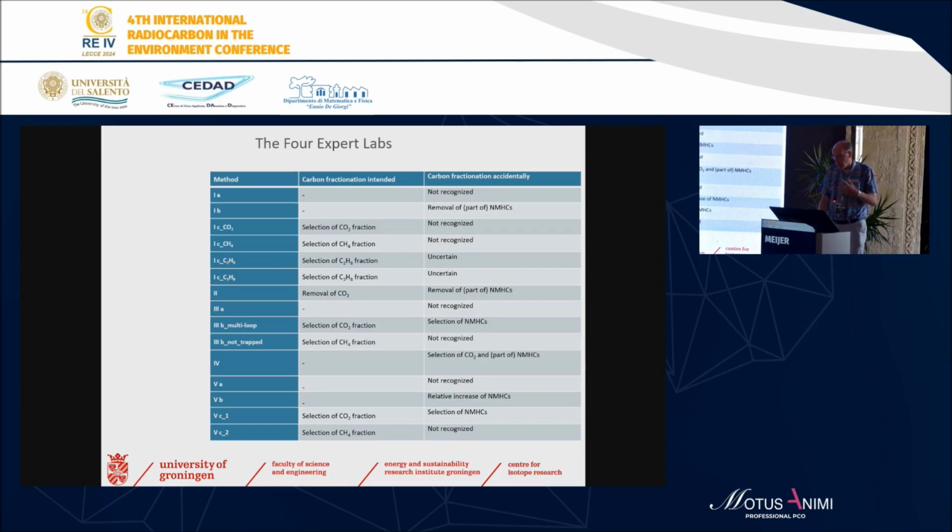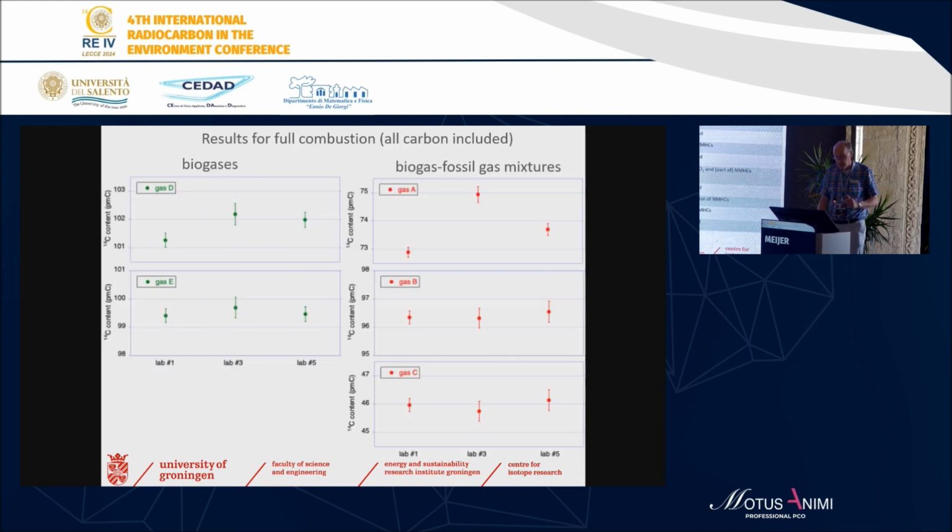Right, so here's the whole table. You can see the carbon fractionation intended. If there is an empty space, it means there was no fractionation intended. Sometimes that worked, and all the carbon was indeed produced and given to the radiocarbon measurement. Others where it happened accidentally. And those 3 here really included all carbons. That was the intention. Now here are the results for the full combustion, so the 3 that really show all the carbon included.